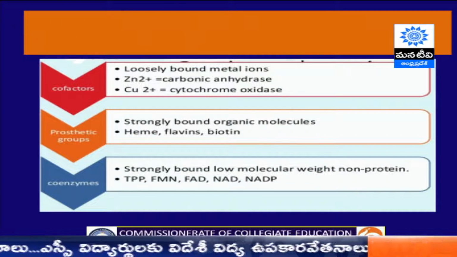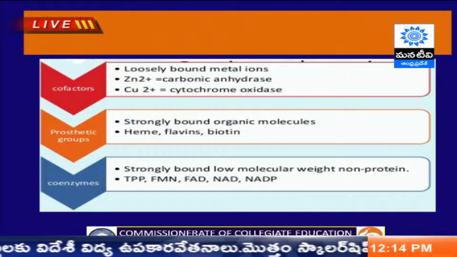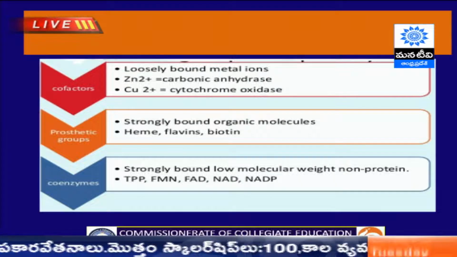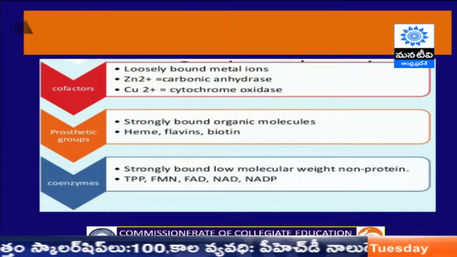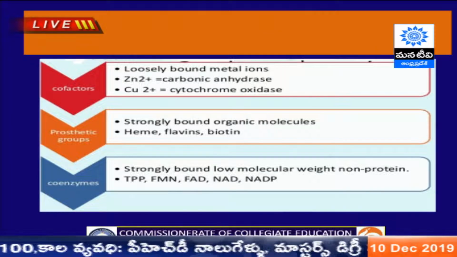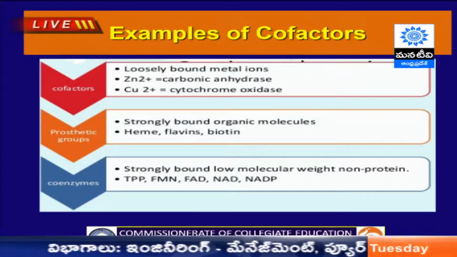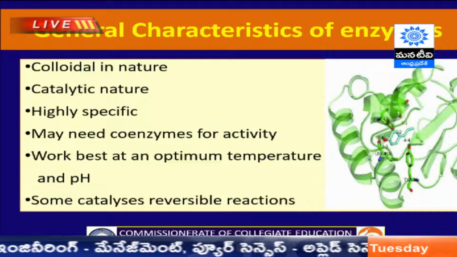The examples are TPP, that is thiamine pyrophosphate, flavin mononucleotide, FAD (flavin adenine dinucleotide), NAD, nicotinamide adenine dinucleotide, and NADP, nicotinamide adenine dinucleotide phosphate. So these are all the non-proteinaceous moieties bound along with the protein part of the enzyme. So these are the examples of cofactors and coenzymes.